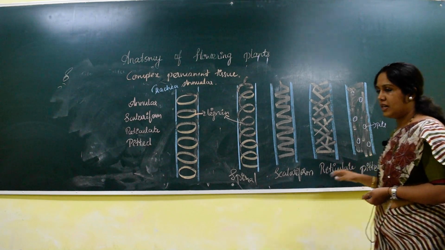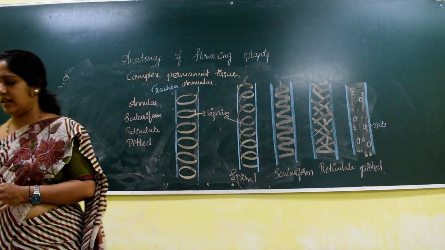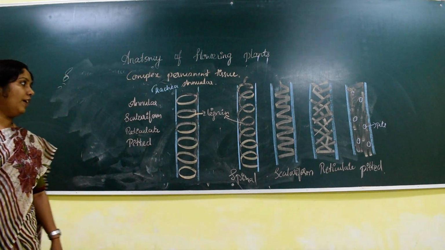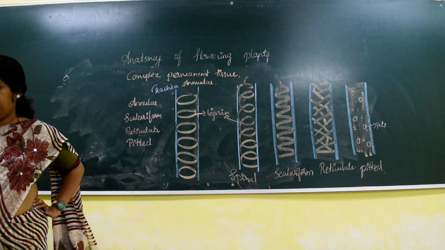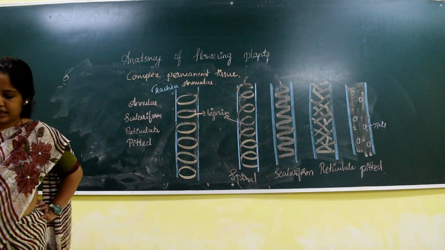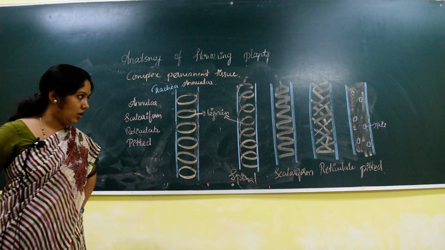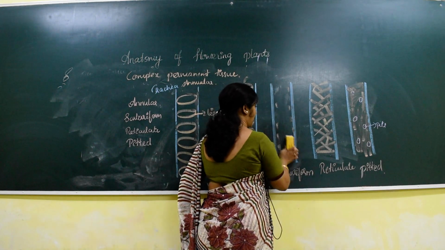So based on the mode of deposition of lignin, the vessels are classified mainly into 5 types. One is annular, spiral, scalariform, and another one is reticulate and pitted. The scalariform, if you get confused, you can also write it this way: ladder-like.